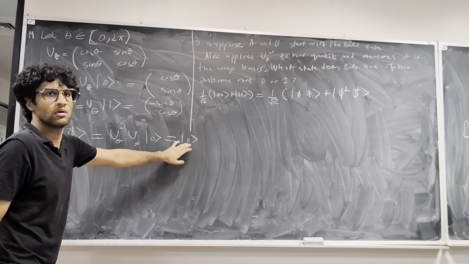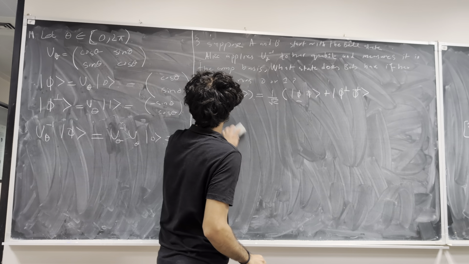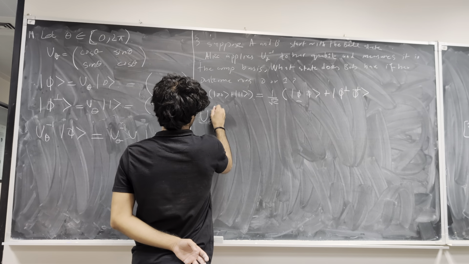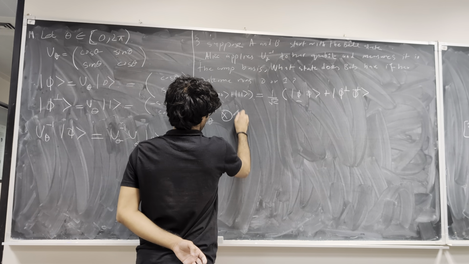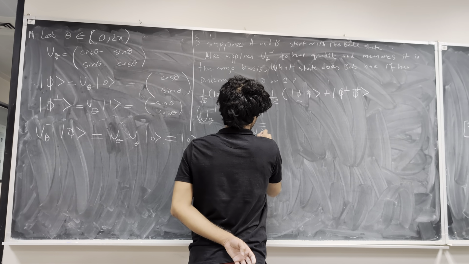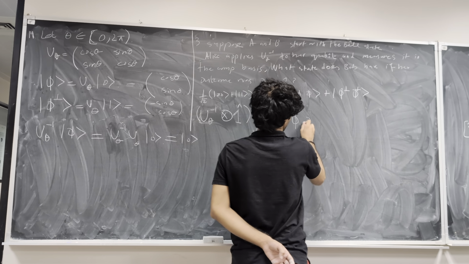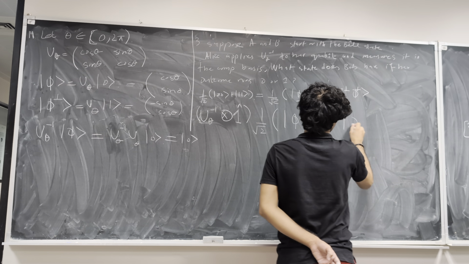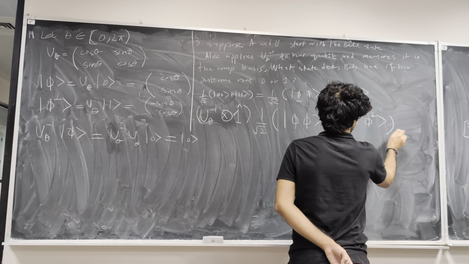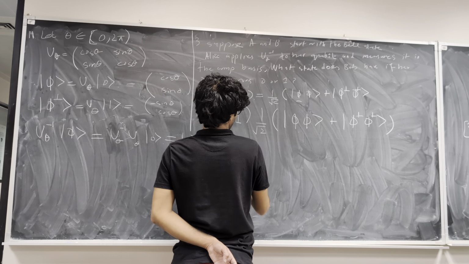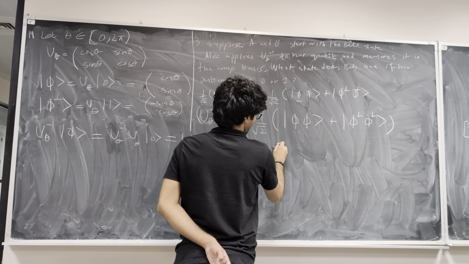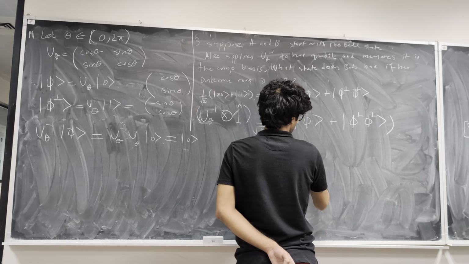1 over, so the U of theta inverse tensor identity times 1 over square root of 2 and then phi, phi, and then this and this, right? So what do we get? Here I get 1 over square root of 2, 0 phi plus 1 phi.